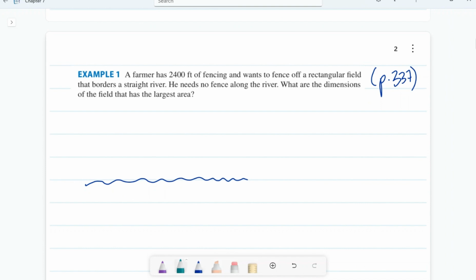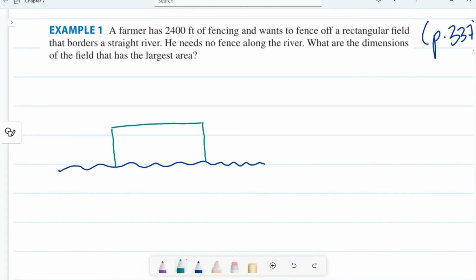and you want to make a fence. So if you fence on three sides, but they said that the river needs no fence along it. So it's only a fence made up of three sides and not four. So, and this makes a rectangle, except you don't use the last side. So you only have three sides. So what are the dimensions of the field that has the largest area?